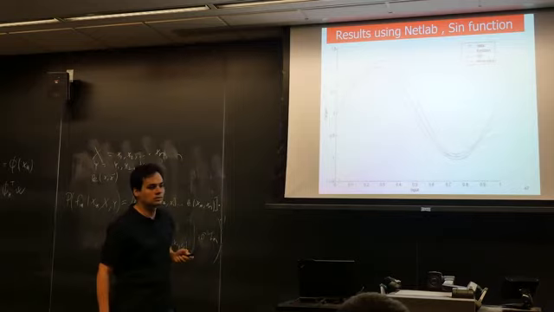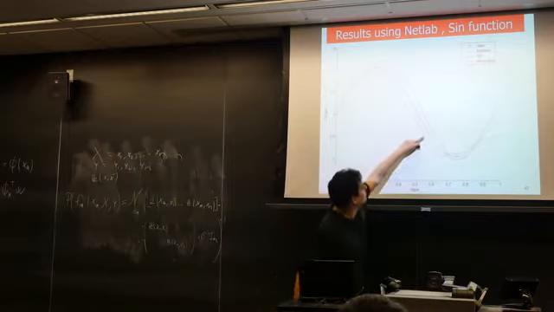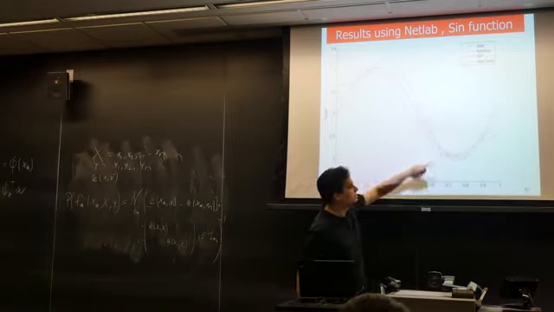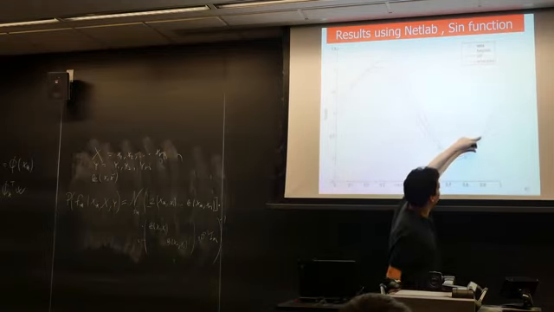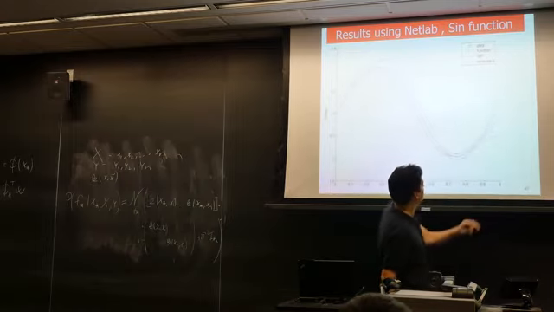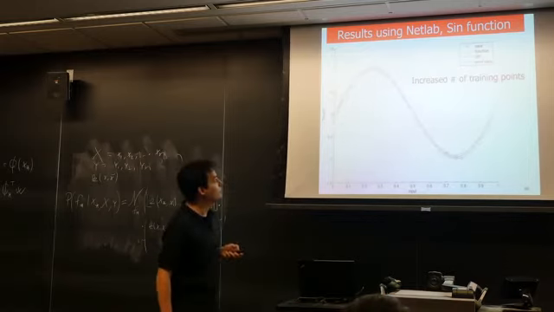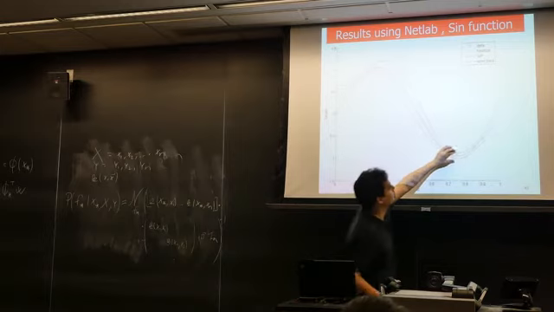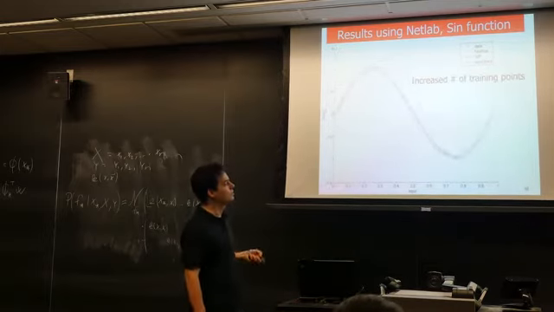And what was the original? The original variance? Right, so this was the original function, and this was the data on that function. If we increase the number of training points, then this variance will shrink. You can see here.